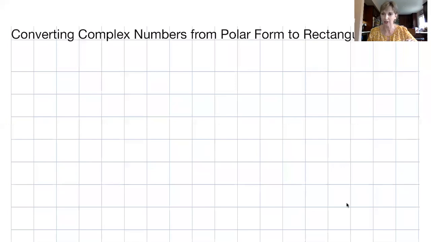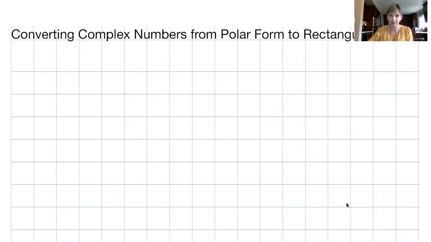Hi everybody, Mrs. Danielson here, and today we're going to be talking about complex numbers, and how you change your complex numbers from polar form to rectangular form. Last time we talked about how we change our complex numbers from rectangular form to polar form. Today we're going to be doing the opposite, just finishing up with our complex numbers. How do we get them from polar form back to rectangular form?